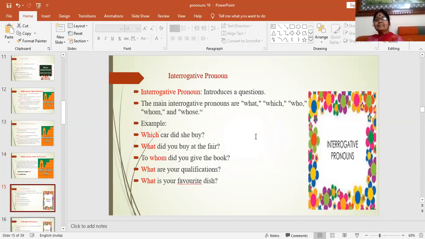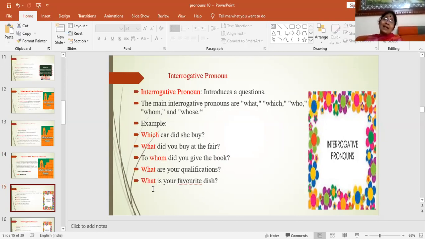Now let us understand this with examples. Which car did she buy? Which is our interrogative pronoun. What did you buy at the fair? What is our interrogative pronoun. To whom did you give the book? Whom is our interrogative pronoun. What are your qualifications? What is your favorite dish? So this is how we use these pronouns to frame questions, right?